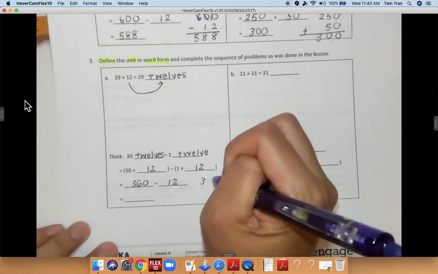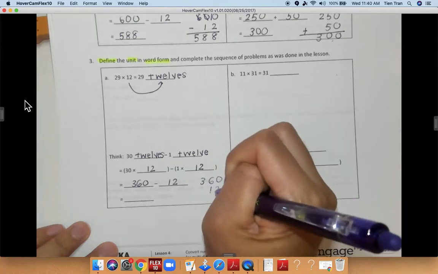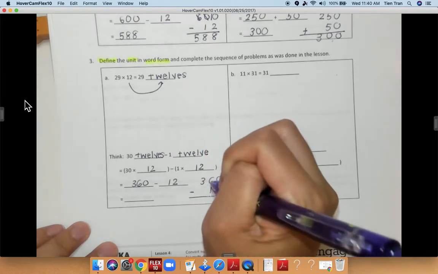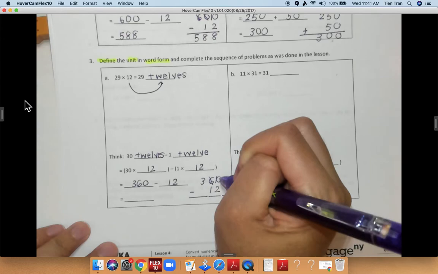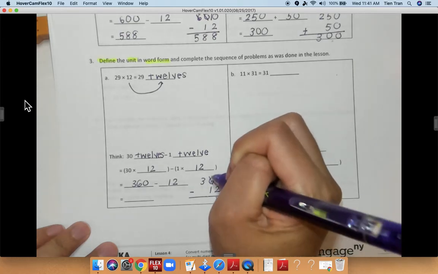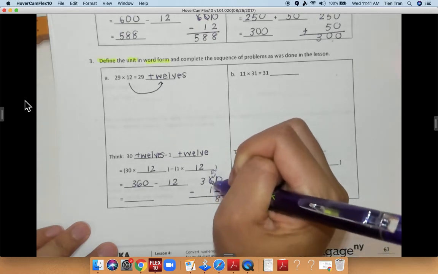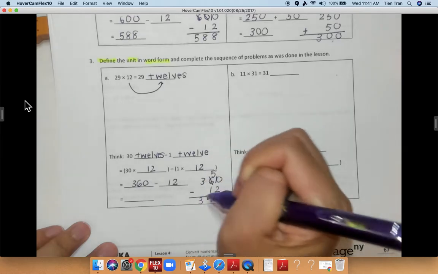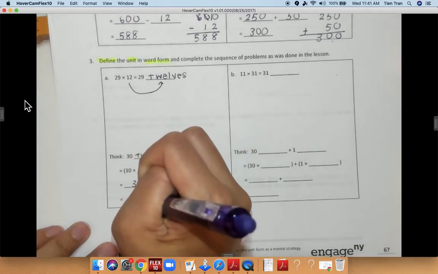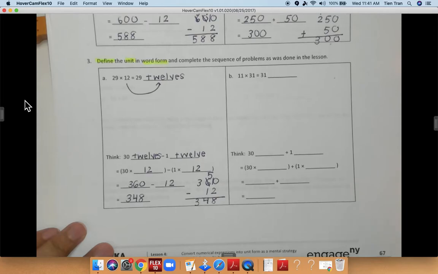And I am going to subtract 360 minus 12. I know that 10 minus 2 is equal to 8, and 6 changes to a 5. 5 minus 1 is equal to 4, and bring down my 3. So I have 348 when I regroup.